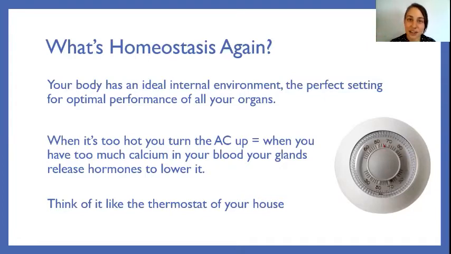Now, this is kind of like your house. If you get too hot in your house, if that temperature starts creeping up towards 80 degrees, for example, you're going to turn the AC on. You're going to want that to cool everything off back to a comfortable temperature. Your body is the same way, but in other areas too. You have specific levels of calcium that your blood likes to be at. So if your calcium levels go too high, your body will use hormones to pull it back down and lower it back to the proper level. So it's like a thermostat.